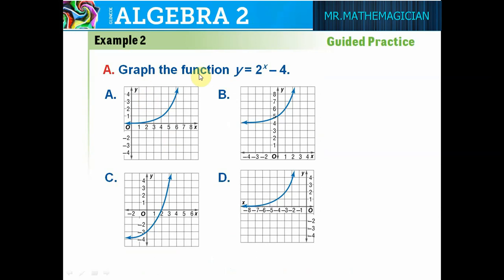Now graph the function y equals 2 to the power of x minus 4. 2 to the power of x minus 4 is the same as 2 to the power of x, but with 4 units down. The whole function minus 4 means 4 units down. So what to choose, A, B, C, or D? Yes, the right choice is C.